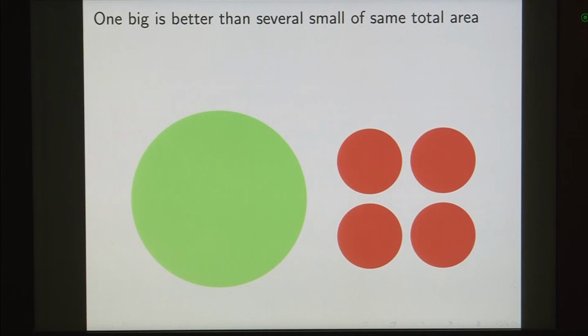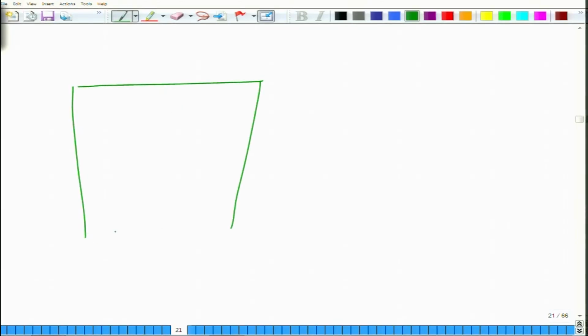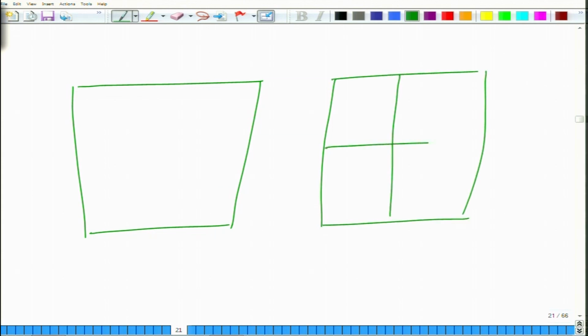Now, it is not just the area, but also the connectedness. One big reserve is better than several smaller reserves of the same total area. So, here you have one big reserve, here you have 4 smaller reserves, and the total area of these 4 smaller reserves is equal to the area of the big green colored reserve. So, in this case also we will say that this reserve is better than having these 4 smaller reserves. Why? Because here you have this one big reserve and then you have these 4 smaller reserves.